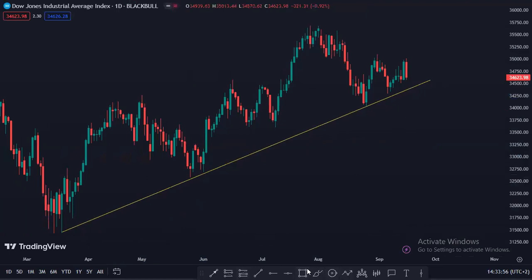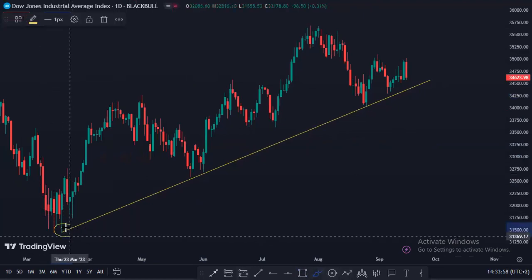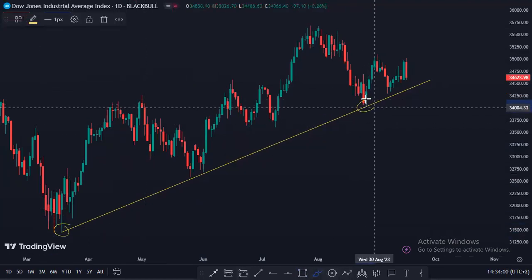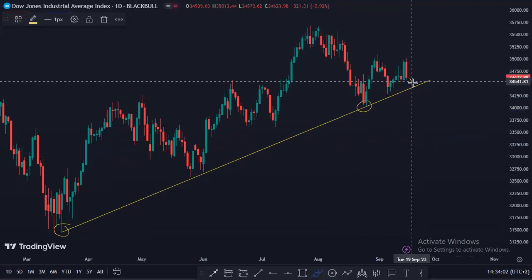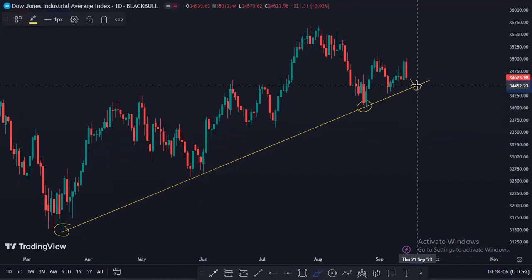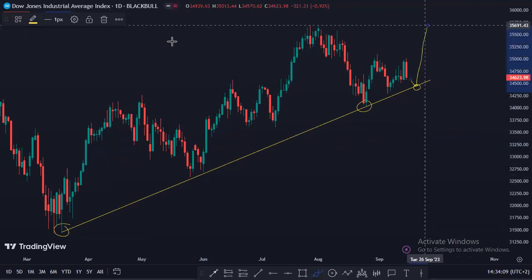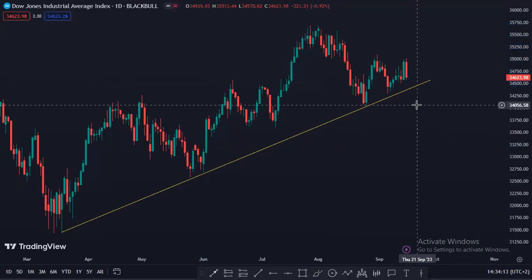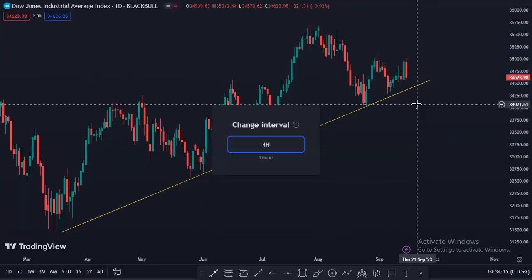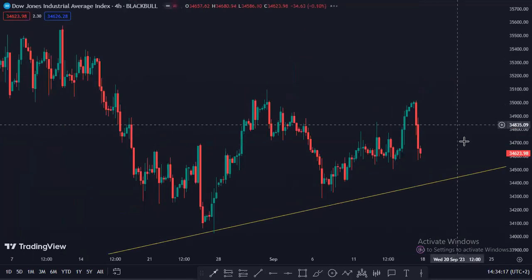And then we have our first touch here. This is our second touch, and obviously we're just gonna wait for the market to push here, give us a third touch, and then we get some sort of a reversal candlestick to move to the upside, right? But this is just a daily time frame. Let me just move on to the 4-hour time frame and see what the market has for us.